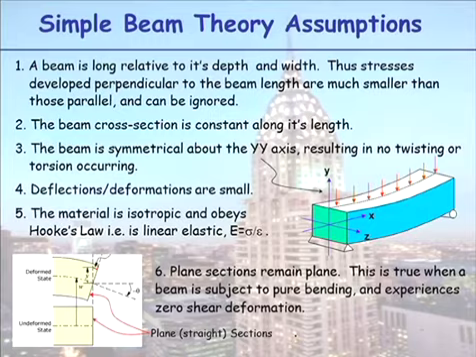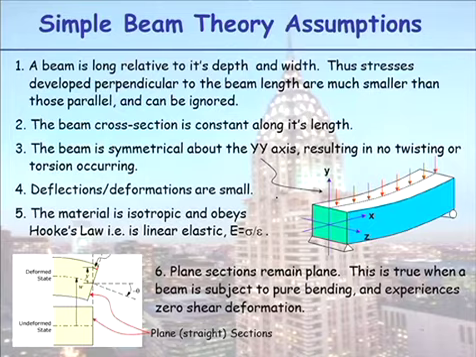For simple beam theory to be true, it can only be applied to a member that is very long compared to its depth and width. So we're talking beams and columns, very relevant to day-to-day engineering structures. The beam cross-section has to be constant along its length, so we can't have varying cross-section. The beam has to be symmetrical about the y-axis, so there's no twisting occurring.